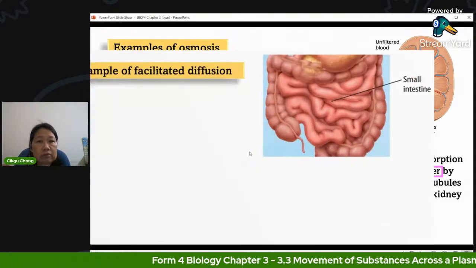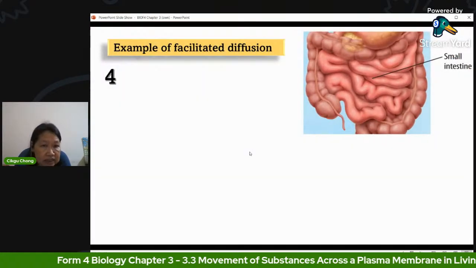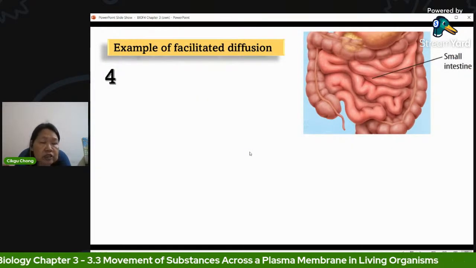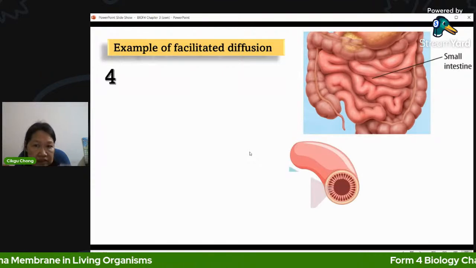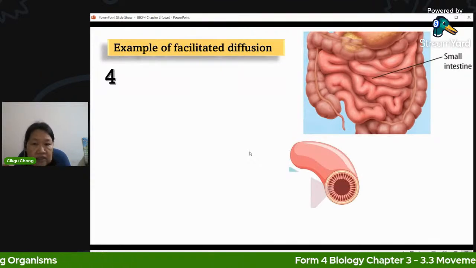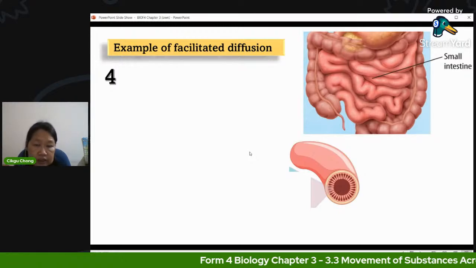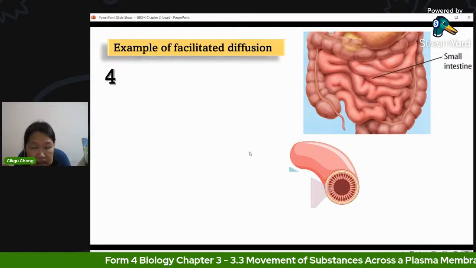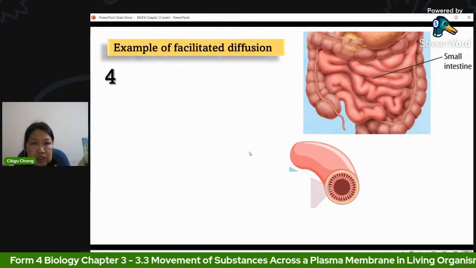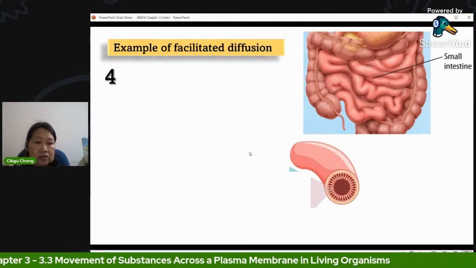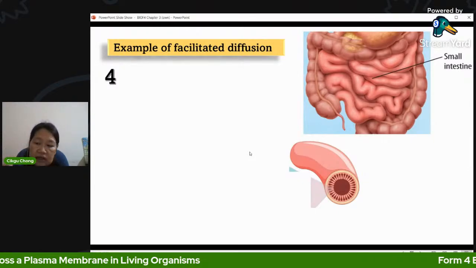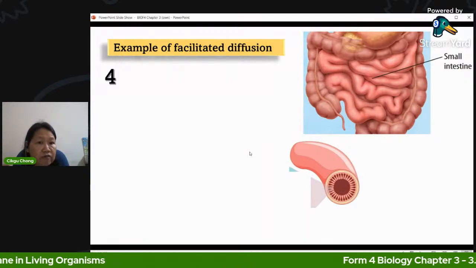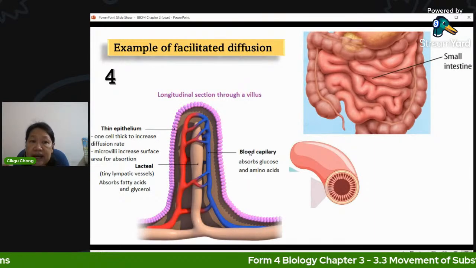Okay, now example number 4, this is under passive. Example number 4 is on facilitated diffusion. So this is the small intestine in our body, and this is a cross section of the small intestine. You will see that it is highly folded. Inside the small intestine, you have these finger-like projections. You will learn that in chapter 6 later. These finger-like projections, all jutting out here, are to increase the surface area. They are called villi, or villus.